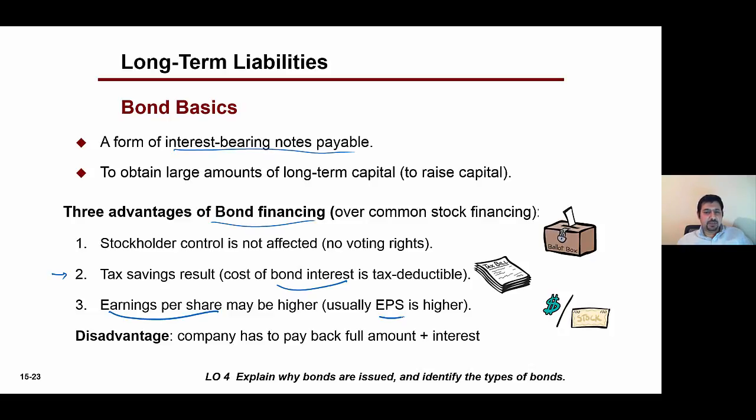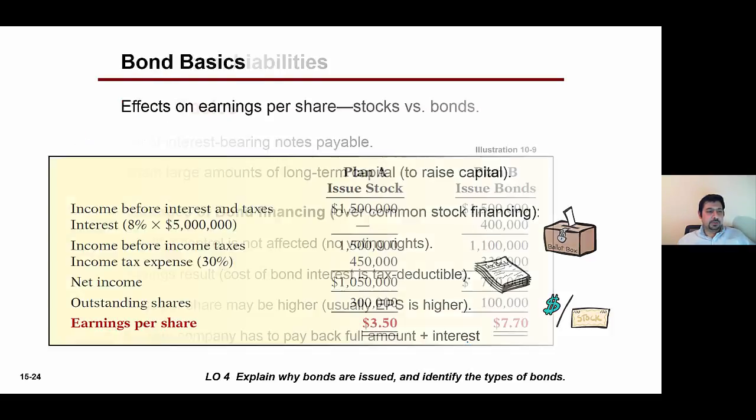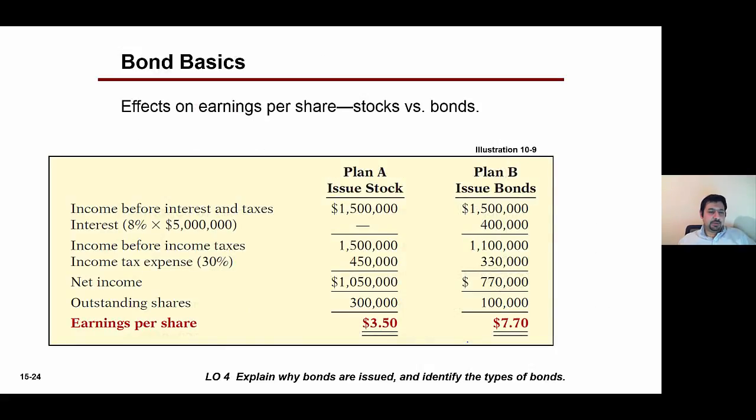Now, one of the main disadvantages is that the company will have to pay back. This is a loan, so the company will have to pay back the full amount plus interest. This is the disadvantage compared to issuing stocks to raise capital. So this is an example of the difference between two plans: one of them is to issue stocks, the other one is to issue bonds.